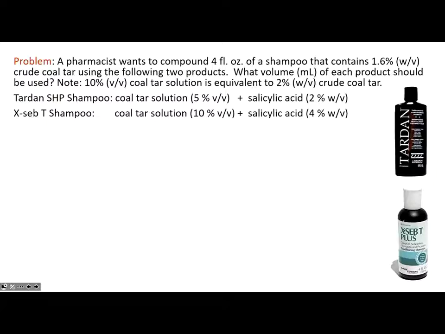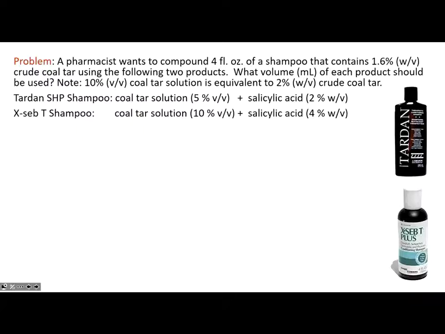All right, so this is a kind of a cool question. I like this one. There are 2 parts to it, and it's a good test of your abilities. It says, a pharmacist wants to compound 4 fluid ounces of a shampoo. The target concentration is that we want this special shampoo to have 1.6% weight per volume of crude coal tar. Coal tar is a very commonly used topical product. It's an anti-seborrheic. It gets rid of the flaky skin on top, so it's a common ingredient. It's nasty stuff, though. Anyways, we want 1.6% weight per volume in our shampoo.